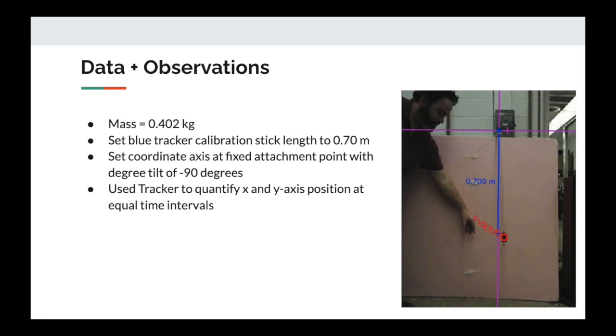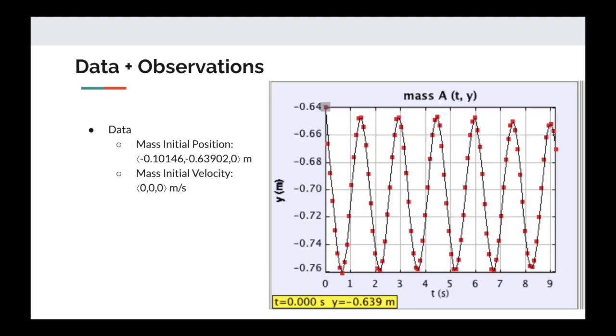I then set the blue tracker calibration stick from the fixed attachment point to the mass, which is a length of 0.70 meters. I then set the coordinate axis with the origin at the fixed attachment point in a degree tilt of -90 degrees. I then used Tracker to quantify the x and y position at equal time intervals. From this Tracker analysis, I was able to get a plot of the motion of the spring.